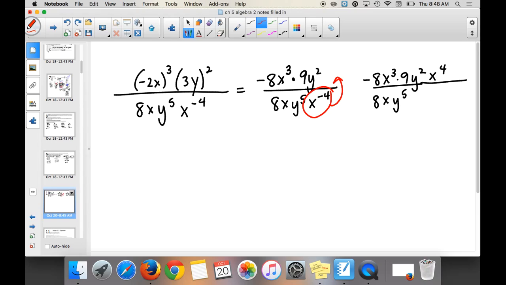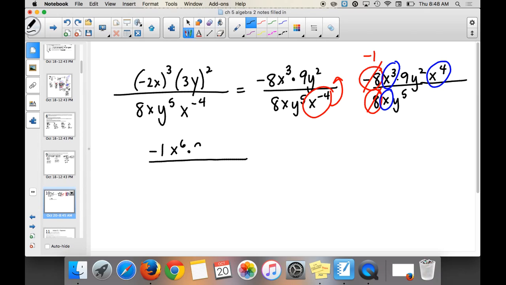All right, so I look for things that are going to reduce. So my negative 8 and my 8, those do reduce down. What am I left with? Negative 1, right? All right, and then my x's. So I have x cubed, I have an x to the 4th on top. So I get a total of how many x's on top? 7, and then I have 1 x on the bottom. So I'm going to have 6 left on top, right? So I'm going to have a negative 1, and then I'm going to have an x to the 6th.